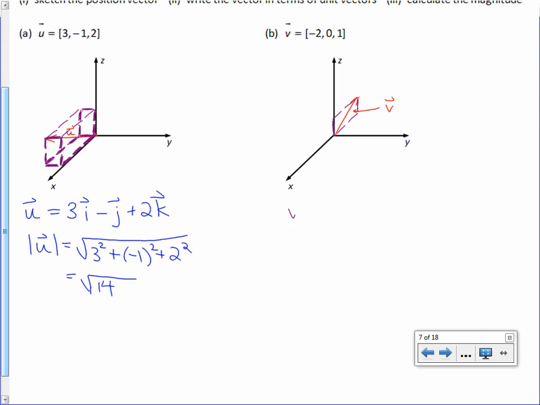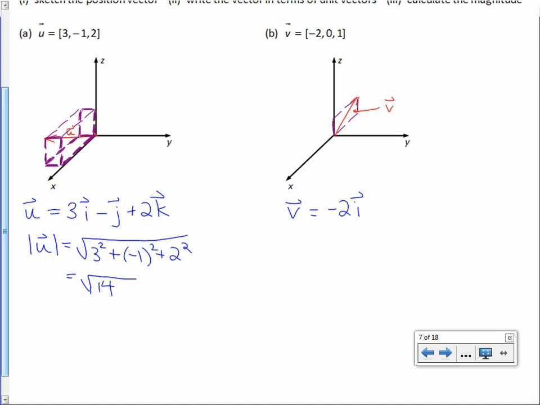So if you had to write vector v in terms of its unit vectors, what would you write next? Is there a vector i component? And if yes, what would be the number we write? How many vector i's? 2, but we want it to be negative because we want to go backwards. We don't want to go in the same direction as the x-axis. We want to go negative vector i. So negative 2 vector i.